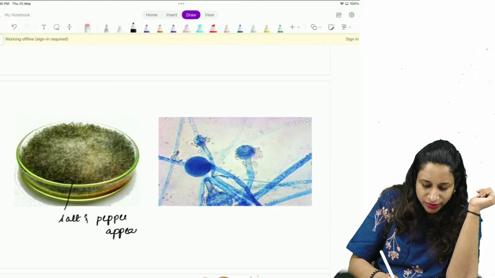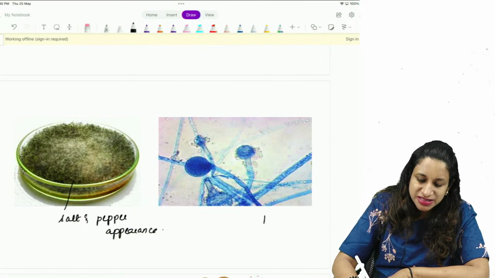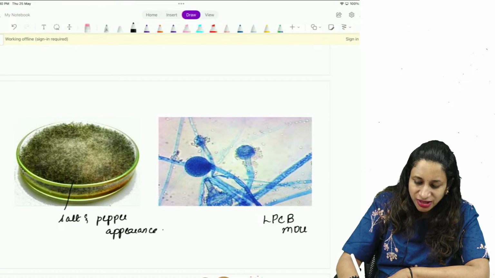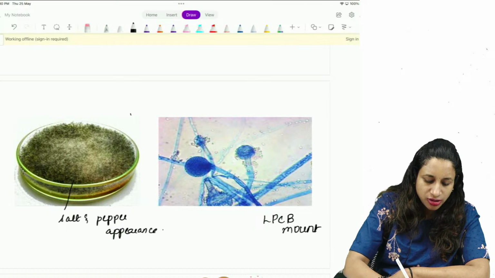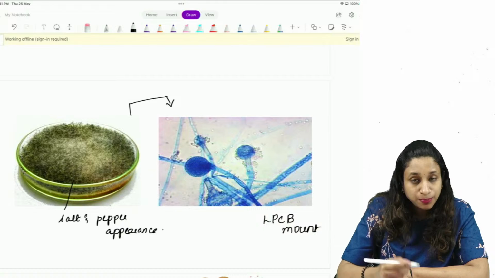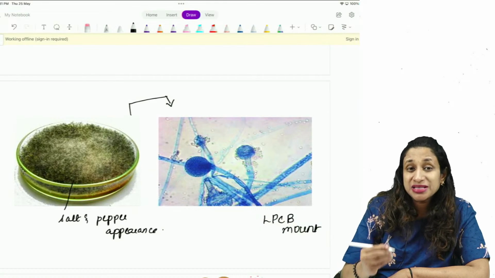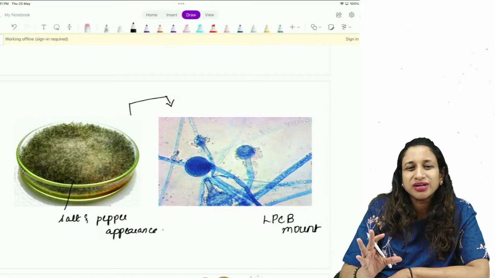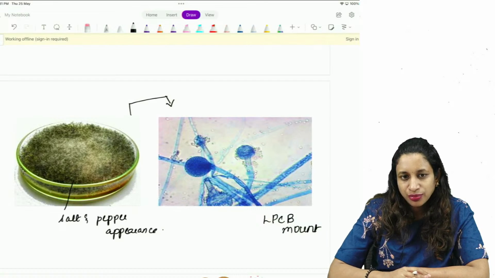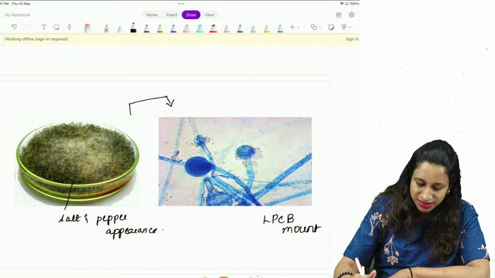Now another important feature that you have to remember is what is called the LPCB mount. So this is lactophenol cotton blue mount. So whenever you have a growth which is seen on your Sabouraud's dextrose agar, you take a part of it and then you see it under an LPCB mount. Now LPCB mount gives you an idea as to what exactly is the morphology that we are talking about. So a culture is always followed by LPCB mount when you are trying to speciate the organism.